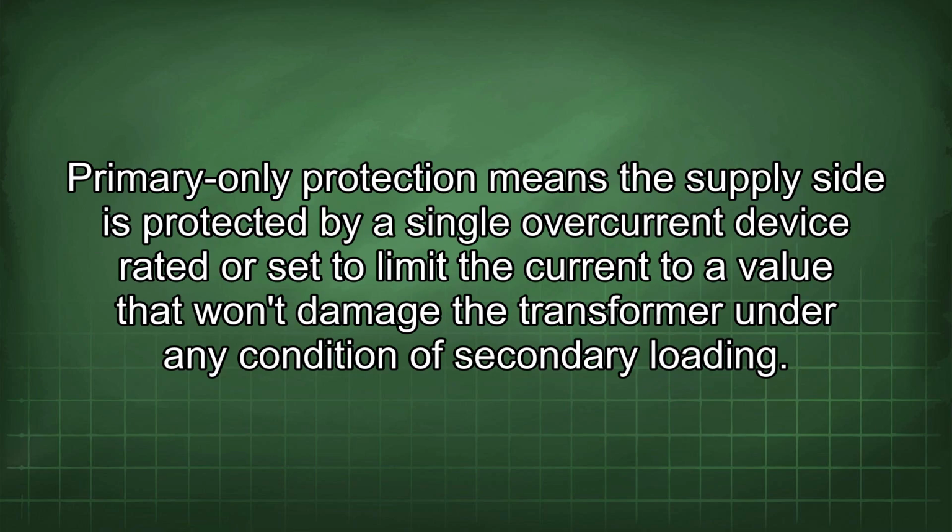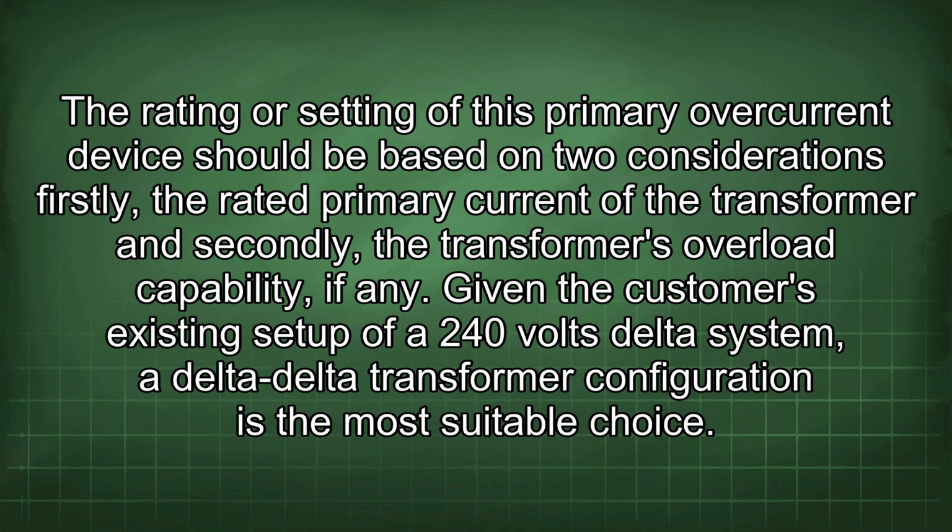Primary-only protection means the supply side is protected by a single overcurrent device rated or set to limit the current to a value that won't damage the transformer under any condition of secondary loading. The rating or setting of this primary overcurrent device should be based on two considerations: firstly, the rated primary current of the transformer, and secondly, the transformer's overload capability, if any. Given the customer's existing setup of a 240 volts delta system, a delta-delta transformer configuration is the most suitable choice.